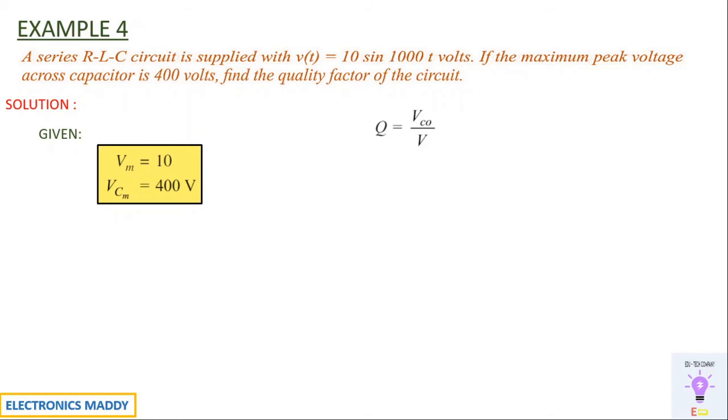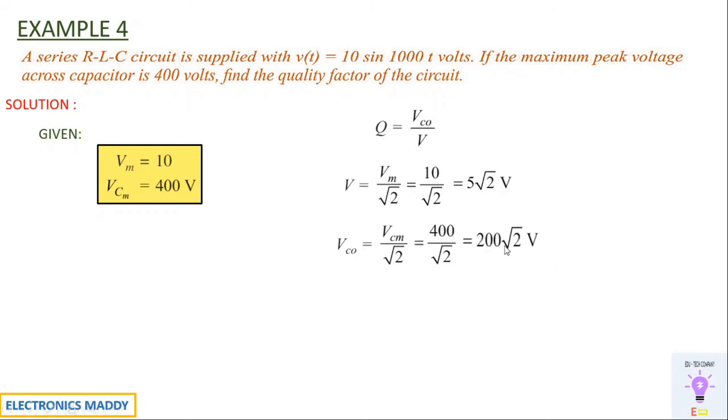Q is equal to Vc naught by V. So Vc naught is basically the voltage across the capacitor, and V is the main supply voltage. So these are basically RMS values, so we have to determine the RMS value. V is equal to Vm by root 2 is the RMS value of the supply voltage, and that is given by 10 by root 2. 5 root 2 we will get if we simplify. Again, Vc naught is equal to Vcm by root 2. RMS value is given by dividing by root 2, and 400 divided by root 2 you'll get 200 root 2. Substitute both of these as Vc naught and V in the quality factor formula, and you will get 40. So the quality factor for this particular circuit is 40.